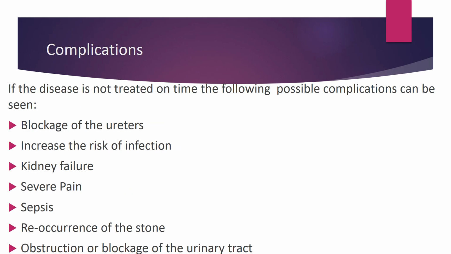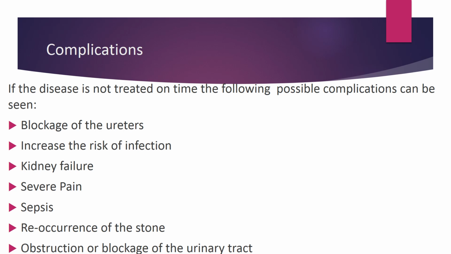If the disease is not treated in time, the following possible complications can be seen. Kidney stones can block the ureter or make it narrow. It can also cause injury to the ureter. If the kidney stone is not treated in time, this can increase the risk of infection like UTI. There is also a high chance of kidney failure.